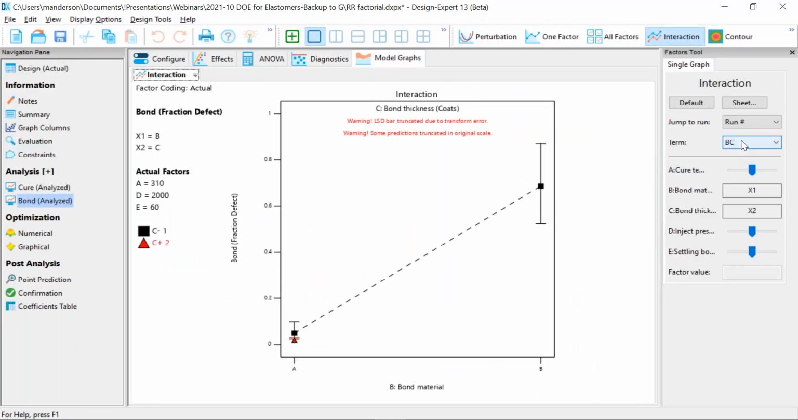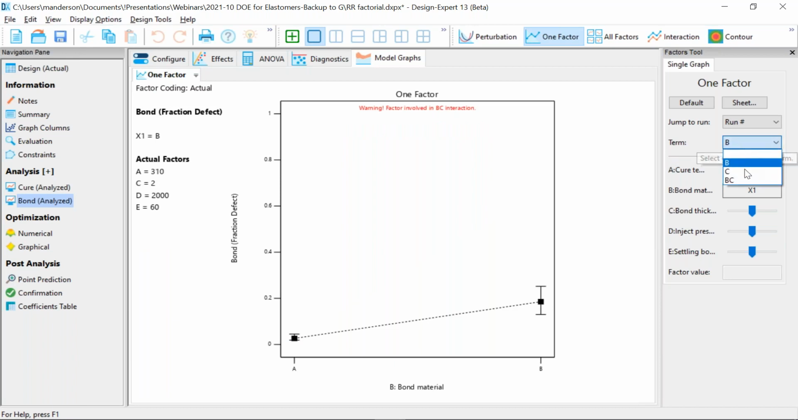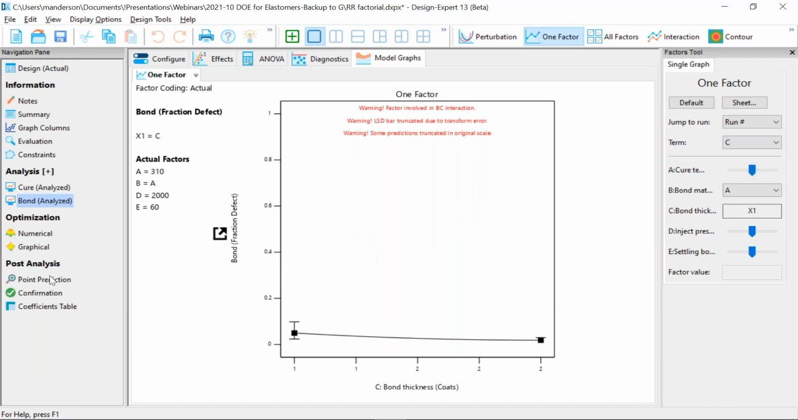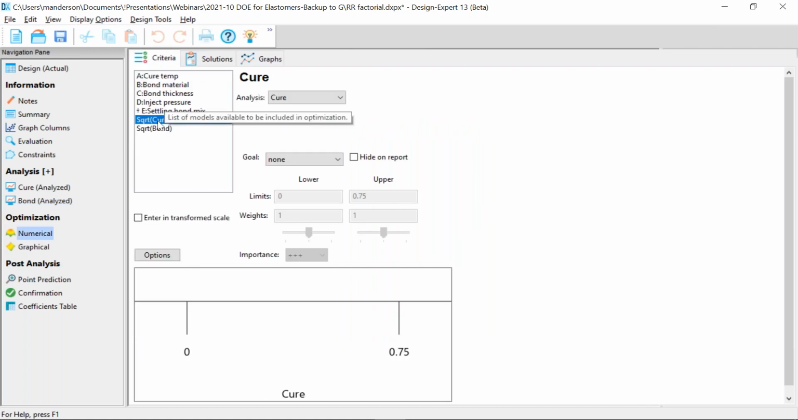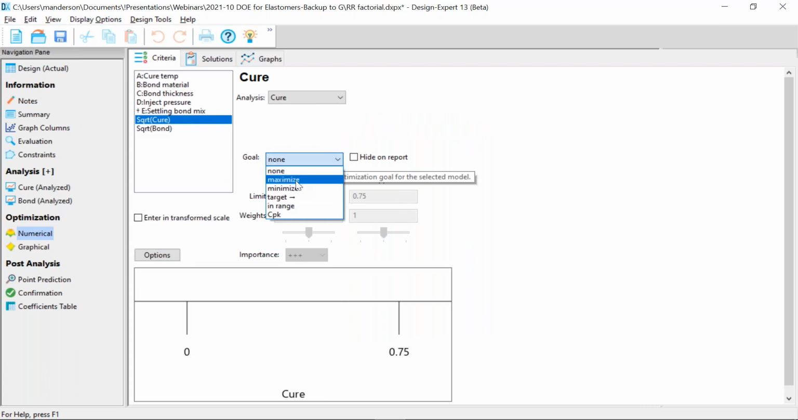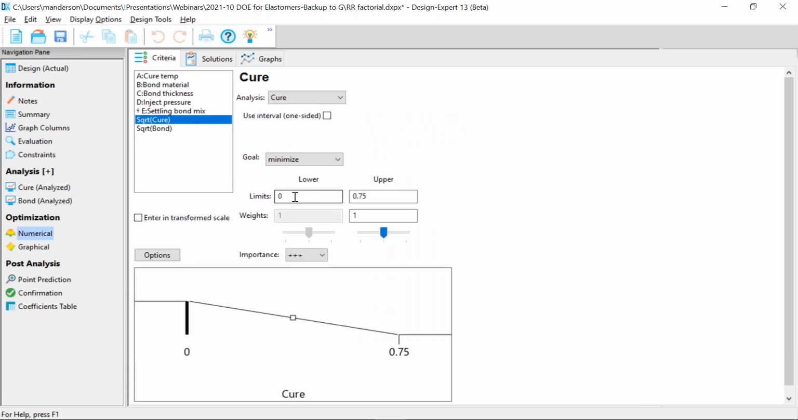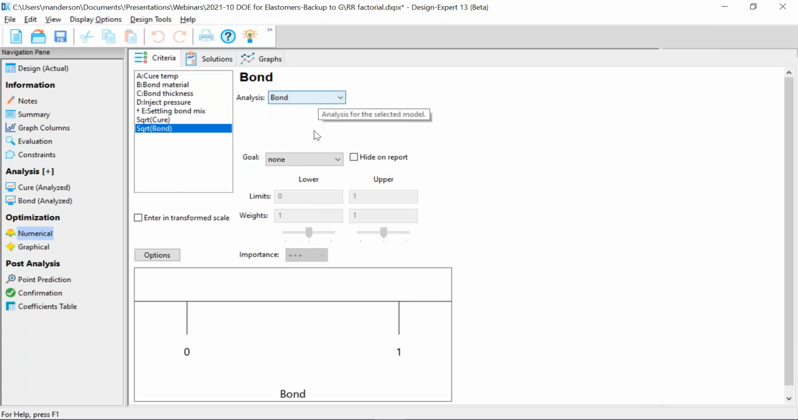And then we'll look at the BC interaction, and we can look at the effects of B, and we can look at the effects of C. And then in the end, you can go to numeric optimization. And you can minimize the defects caused by the cure and minimize the defects caused by the bond.